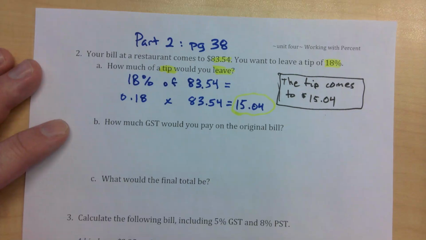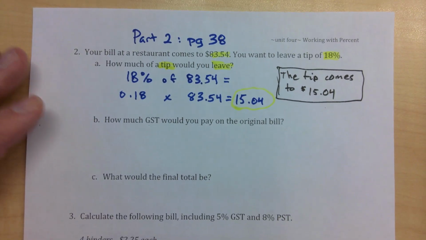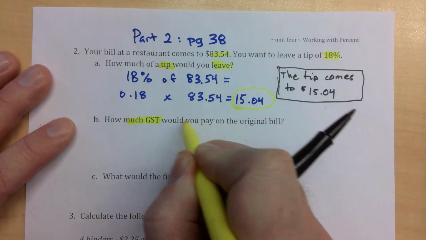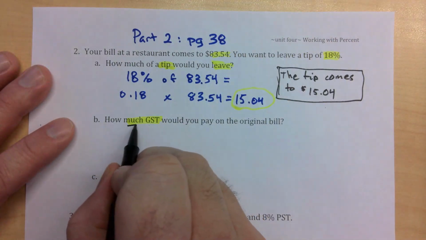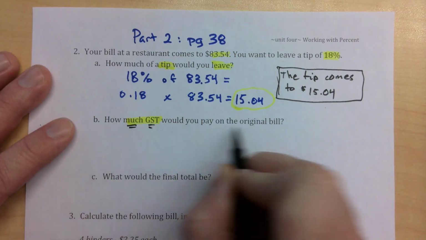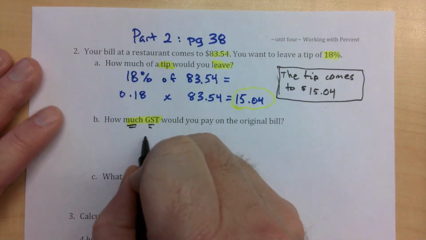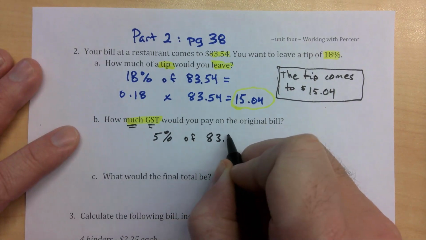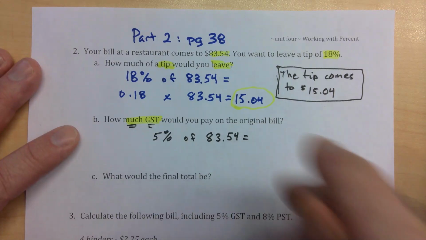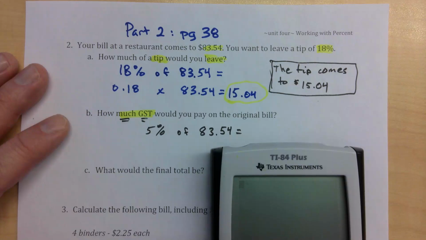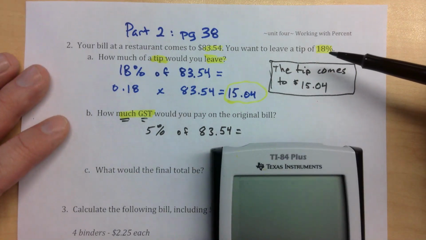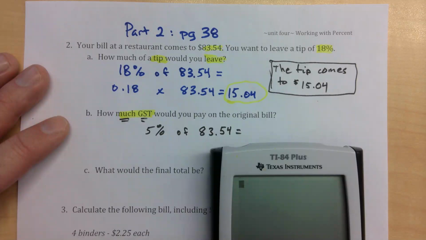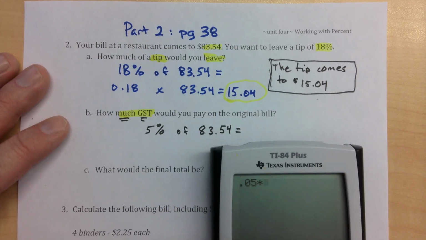How much GST would you pay on the original bill? How much GST? Okay. Now, see again, I can't do my quick method. I'm not going to do 1.05 because it's now specifically asking how much GST. It didn't say, what's the final amount, okay? So how much GST would you pay? So 5% of $83 and 54 cents. Okay, let's find out what that number is. So GST, and when you do a tax and you do a tip, they're done completely separate. You don't pay tax on a tip, so they are totally separate calculations from each other.